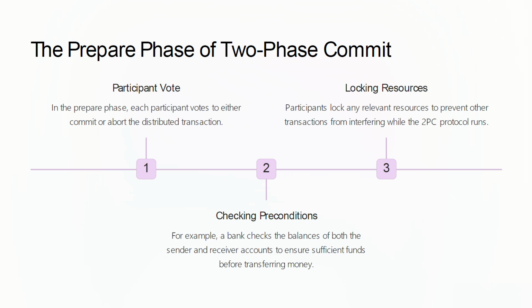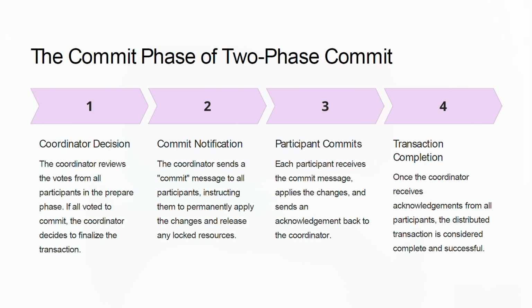This step is critical because it allows each participant to ensure it has the necessary resources or conditions to commit. Going back to our bank example, in this phase, the coordinator would send a prepare request to both the sender's and receiver's accounts. The sender's account would check if it has sufficient funds for the transfer, while the receiver's account would check if it can accept the deposit. Only if both accounts are prepared to proceed will they respond yes, allowing the transaction to move to the next phase, the commit phase of 2PC.